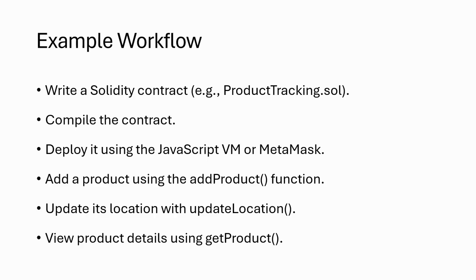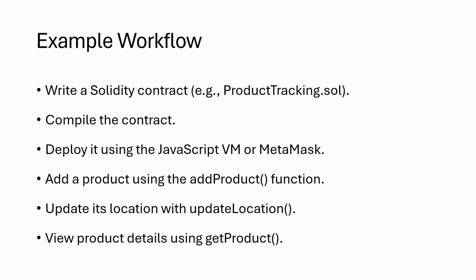For the example workflow, we are going to have a short demo. We write a Solidity contract, the product tracking Solidity file, and compile it. We deploy it using the JavaScript virtual machine or MetaMask. After deploying, we can add a product using the add product function, update its location with update location, and view the product details using get product. This gives an overall view of a supply chain environment.